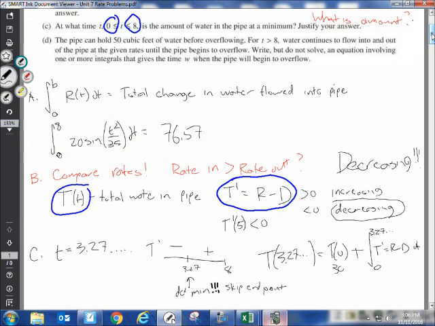Now, part D is the pipe can hold 50 cubic feet of water before overflowing. For T greater than 8, water continues to flow into and out of the pipe at the given rates until the pipe begins to overflow. Write but do not solve an equation involving one or more integrals that gives the time W when the pipe will begin to overflow. Go. See if you can do that.